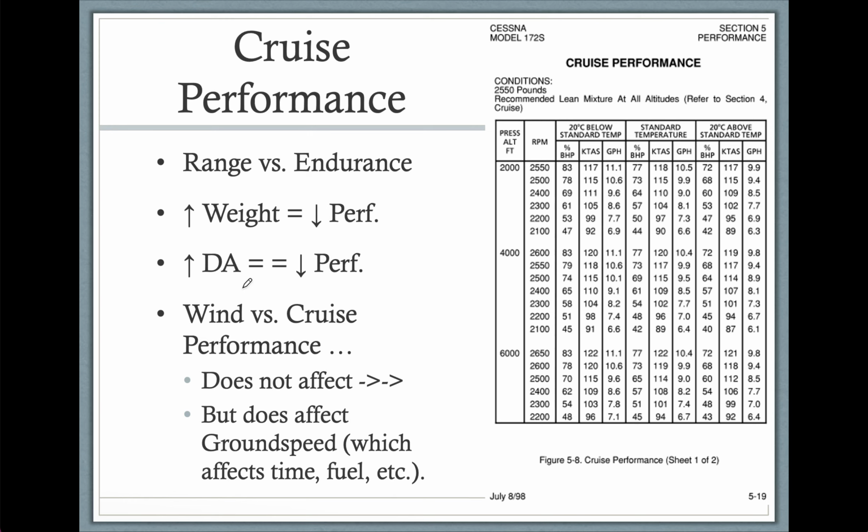Here's a cruise performance chart. I've already talked about range and endurance. Same thing as before: weight goes up, performance goes down. Density altitude goes up, performance goes down. Wind doesn't affect any of this stuff at all, but what wind does affect is how fast you go across the ground. If you have a higher ground speed, you get there faster. If you have a lower ground speed, it takes you longer to get there. But these numbers are you flying through the air, not you flying over the ground. So wind doesn't affect any of this information. Temperature obviously still does. That's why we have 3 columns there.